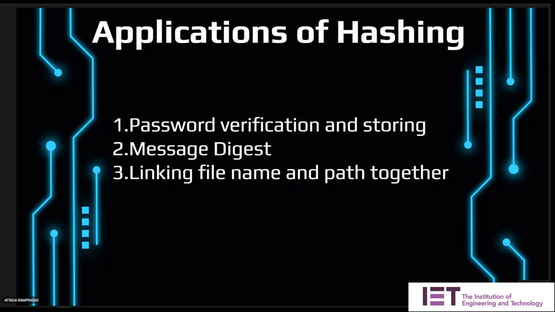The second application is the message digest application. In this application, cryptographic hash functions produce an output from which reaching the input is close to impossible. This property of hash functions is known as irreversibility. Let us now try to understand this by considering an example.